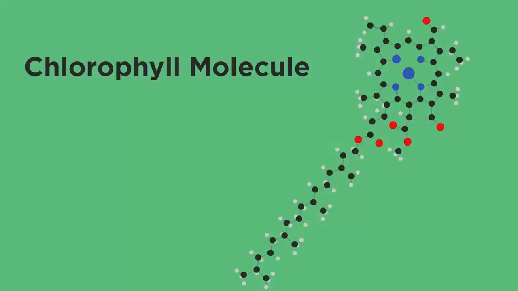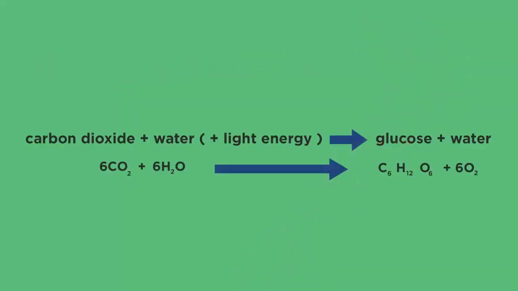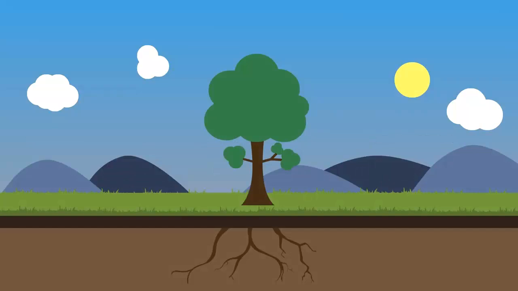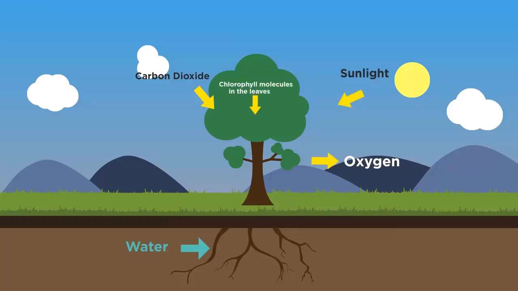Chlorophyll molecules sit on the surface of the chloroplasts and capture light energy from the sun, which is fundamental for photosynthesis. Photosynthesis is a chemical reaction in which carbon dioxide and water are converted to glucose and oxygen by the energy provided from the light energy absorbed by chlorophyll. It is an endothermic reaction because it takes in energy from its surroundings.